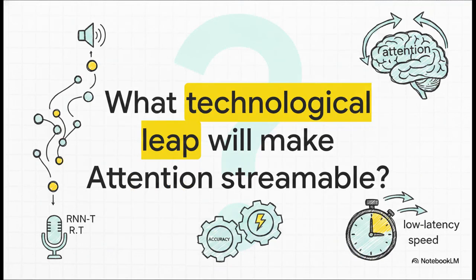We've seen today just how brilliant RNN-T is at solving that conditional independence problem for real-time streaming. But as we close out today's explainer, I want to leave you with a provocative thought about the future frontier of automatic speech recognition. If attention decoders consistently beat RNN-T in offline accuracy, what technological leap will it take to make them natively streamable? Seriously, think about what happens when the high accuracy of global attention can be delivered with the low latency speed of RNN-T. That is the next great puzzle to solve.